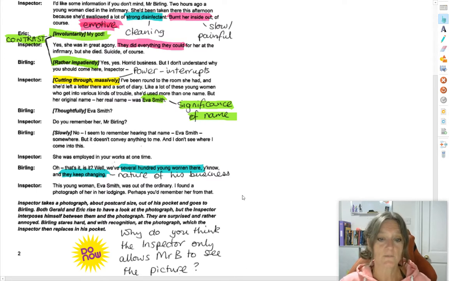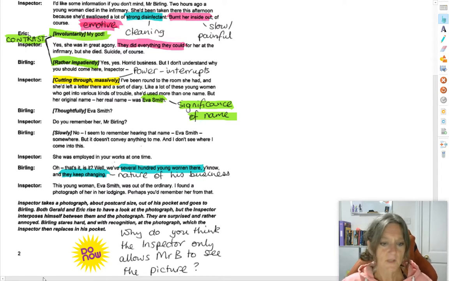But that's not something that Mr. Birling seems to appreciate. He doesn't seem to be a responsible business owner, and we'll find out more about that as this scene progresses. The inspector shows Mr. Birling a photograph. Gerald and Eric try to have a look at it, but the inspector says no, one line of inquiry at a time.